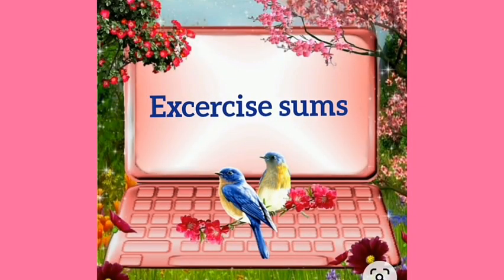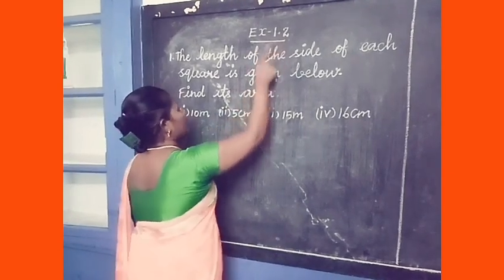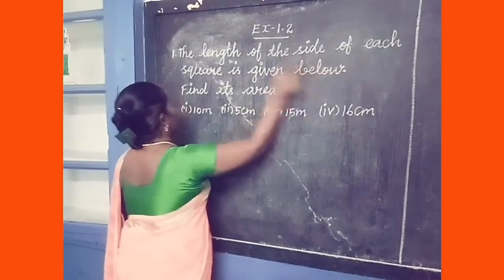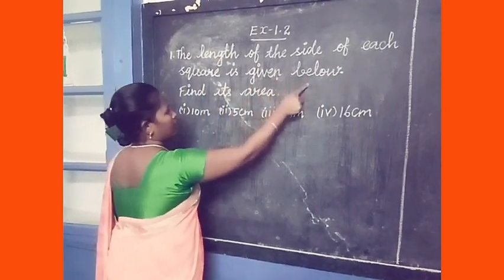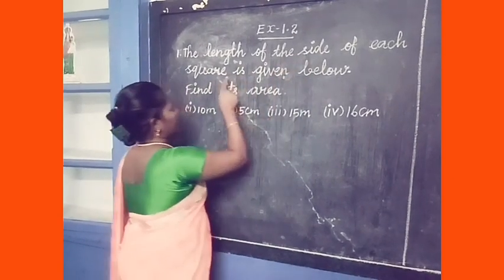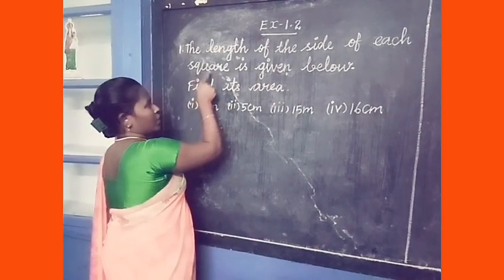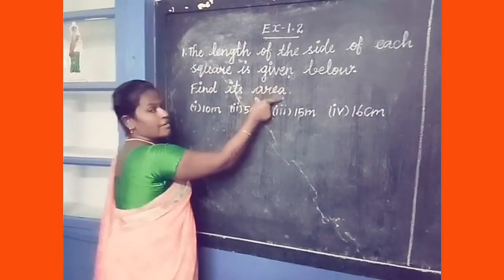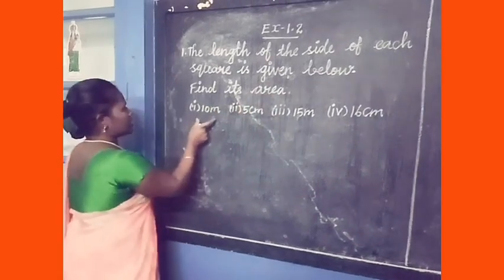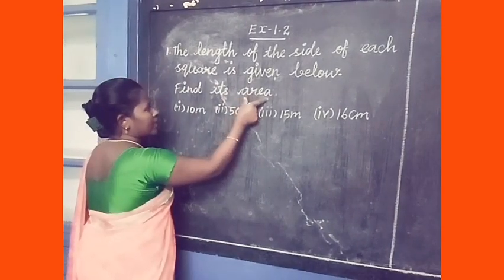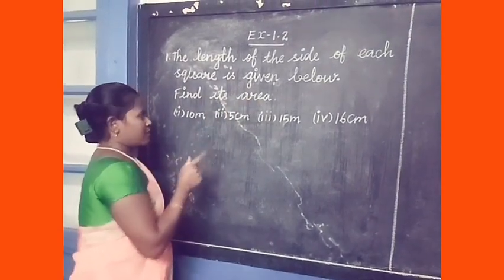Okay children, let's see the exercise sums. Exercise 1.2. See the first sum. The length of the side of each square is given below. In this question, the length of the side is given. The shape is a square. The values are given, and we have to find the area. First sum, 10 meter. The shape is a square. We have to find the area. So we already know the formula.